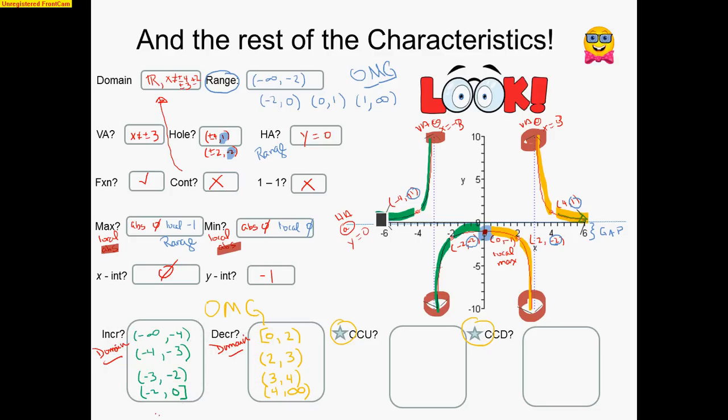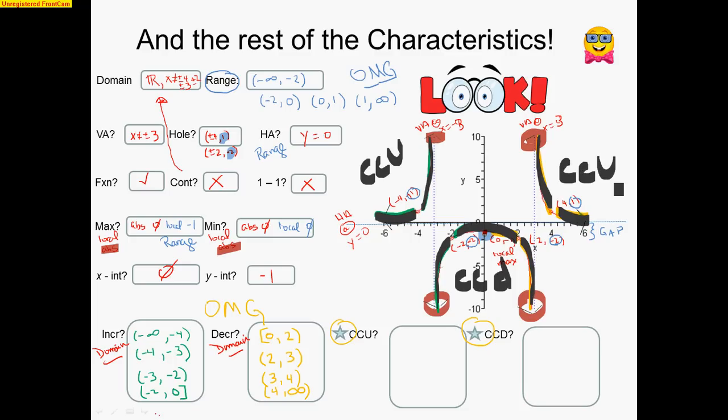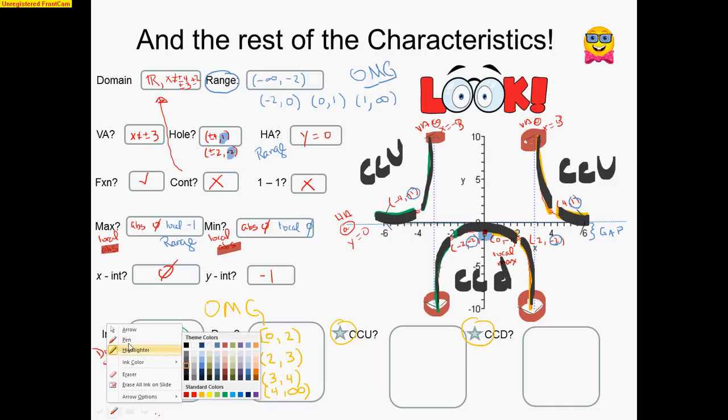The left branch here is all concave up, right? Soup. Oh, yeah. Except for the hole. The middle branch is all concave down, except for the holes. The right branch is all concave up, except for the hole. Right? Soup, no soup, soup. And you've got holes in your spoons.